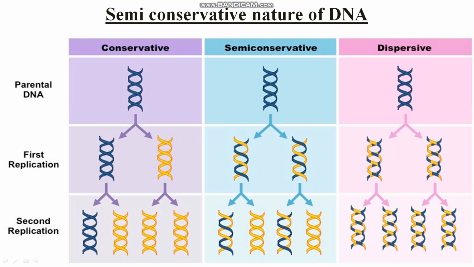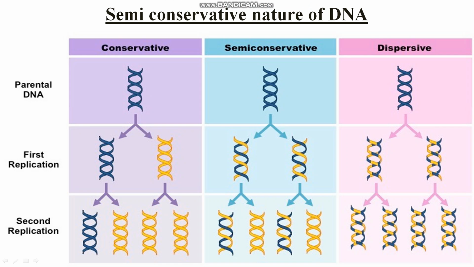So these two helical structures of DNA are made up of one DNA, where one parental helix is conserved. Obviously, this is in the case of the first replication. What is replication? Formation of DNA is called replication, right? So the parental DNA is this. You can see one parental helix is conserved here.